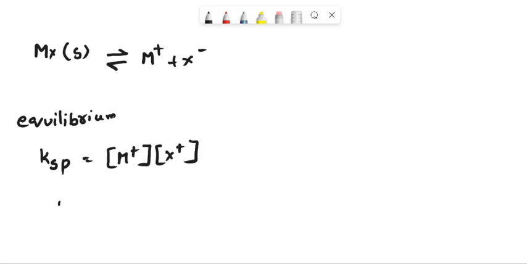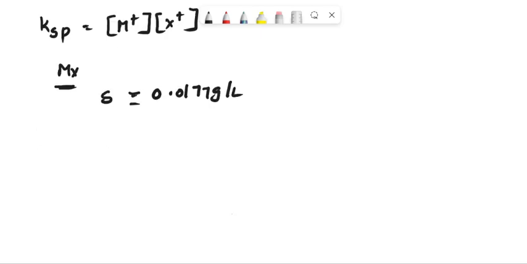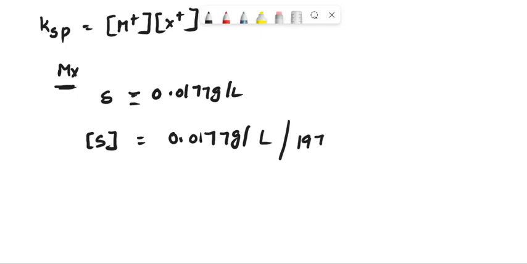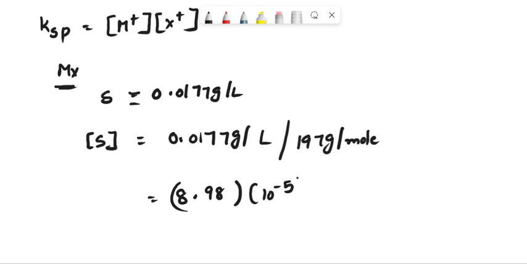MX, it does not appear in the reaction here. So we need to speak about the solid S. S is equal to 0.0177 grams per liter. Let us find out the concentration of S, that is solid, 0.0177 gram per liter divided by 197 gram per mole. This gives us concentration of solid 8.98 multiplied with 10 to the power of minus 5 mole per liter.